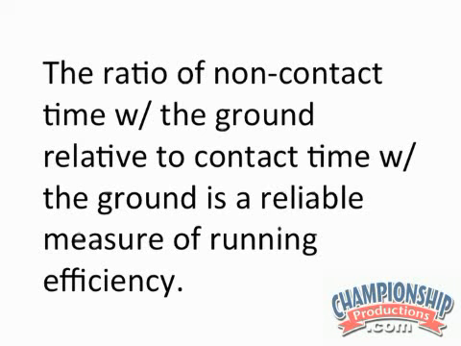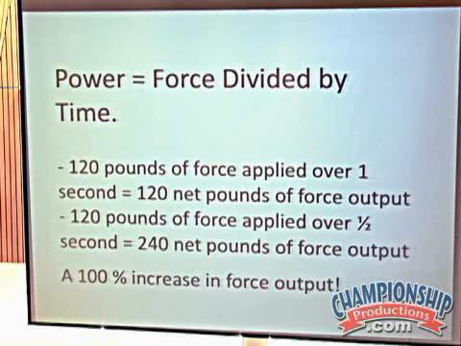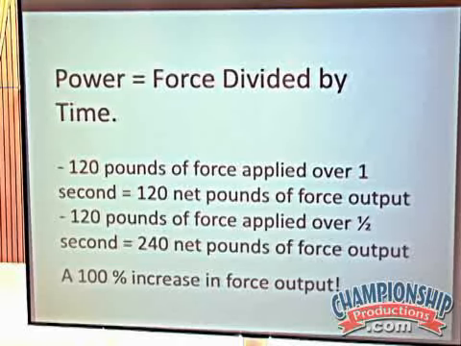The ratio of contact time with the ground to non-contact time with the ground is a reasonable measure. So if you took a 120-pound runner and they applied that force over 1 second, power is force divided by time, 120 divided by 120 equals 1. Now, if you can shrink the time that foot's in contact with the ground to a half second, you get a 100% increase in force output.